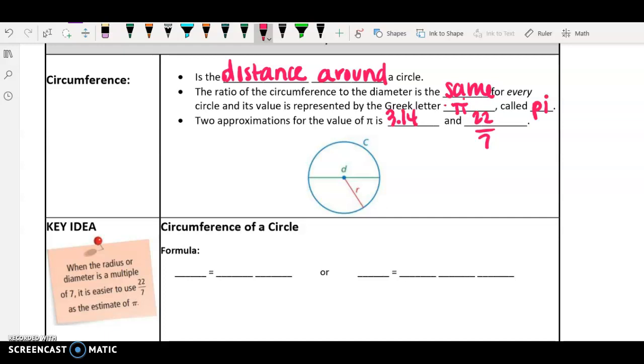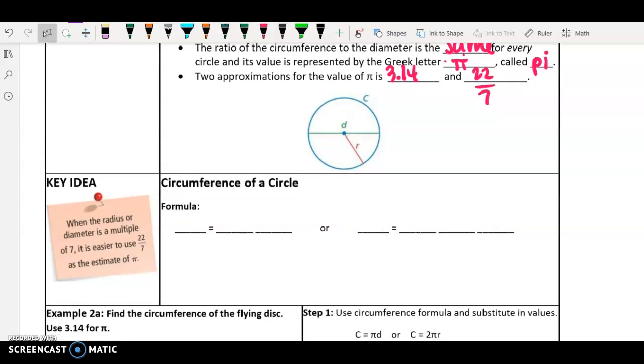The way they realized this was they found the circumference and the diameter, and when they made them into a ratio, they realized it gave us a number that went on and on forever. That's how they found pi. But like I said, we're just going to use either 3.14 or 22 over 7.